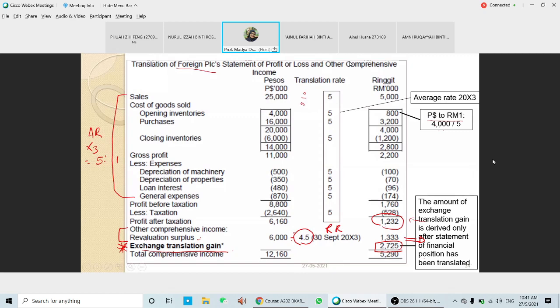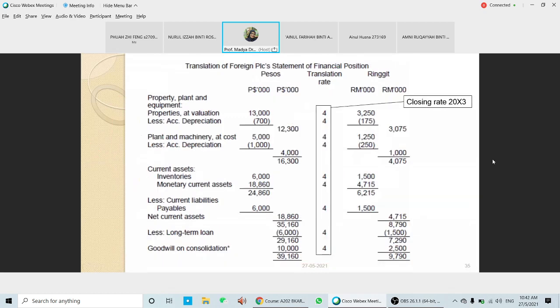Translate using the average rate. The important thing you need to know is whether you want to times or divide, and that depends on the rates given here. If given here is peso to ringgit Malaysian, meaning foreign to ringgit Malaysian, you need to divide. If ringgit Malaysian to foreign, then you need to times it. So the difference here is only for a revaluation reserve. Okay, so the next one, we need to translate the statements of financial position.